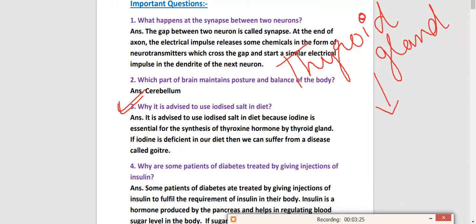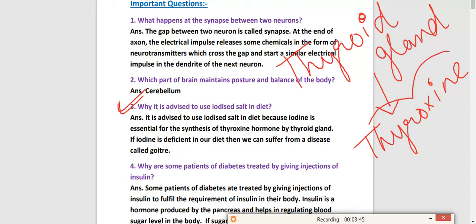This thyroid gland secretes a hormone called thyroxine. And this thyroxine is very important for the metabolism of carbohydrates and fats in our body, and it also protects us from a disease called goiter. So if we do not take iodized salt, what will happen? This thyroxine hormone will not be secreted by the thyroid gland and we can suffer from a disease called goiter. That's why you have seen in TV advertisements that we should eat iodized salt in our food, right?